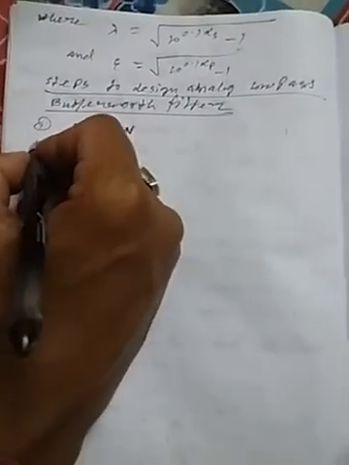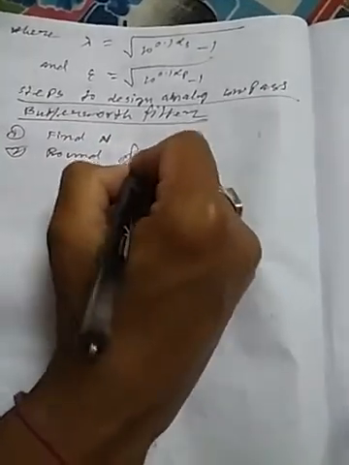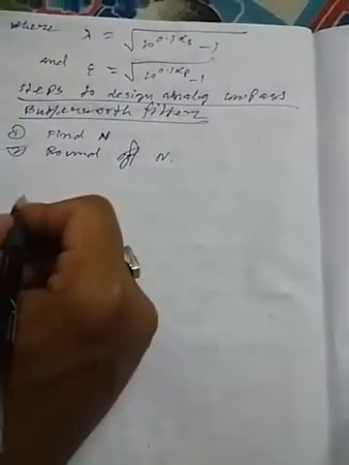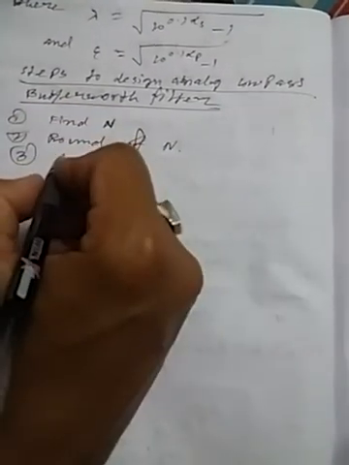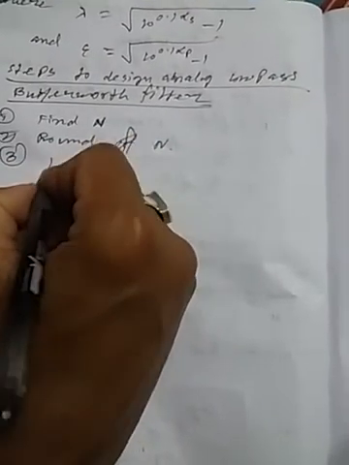After that, round off n to its next higher integer value. Okay, after that you have to find hs. If you found the value of n, then you can easily find the denominator. So you are able to find hs, the Laplace transform of its impulse response. Okay, so this is the Laplace transform of its normalized impulse response.